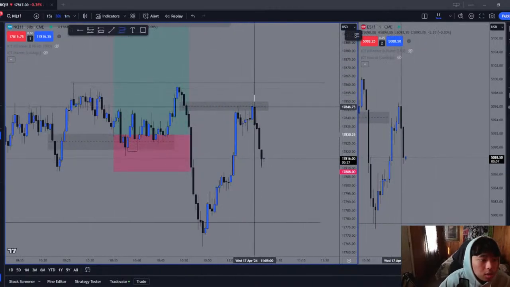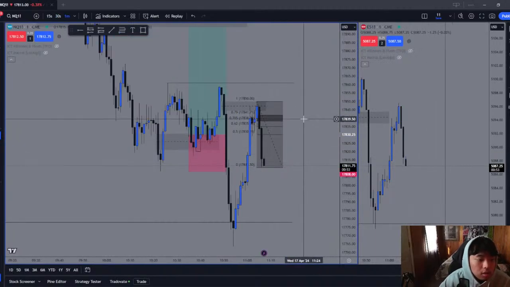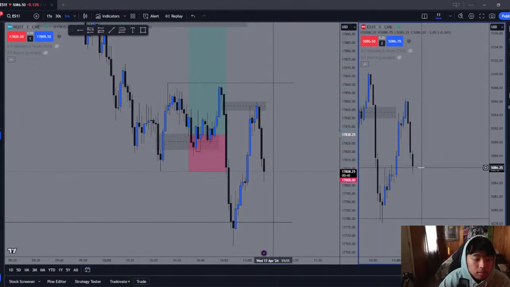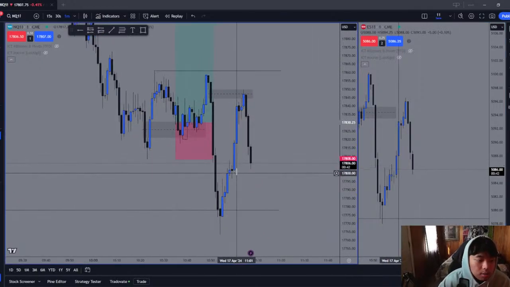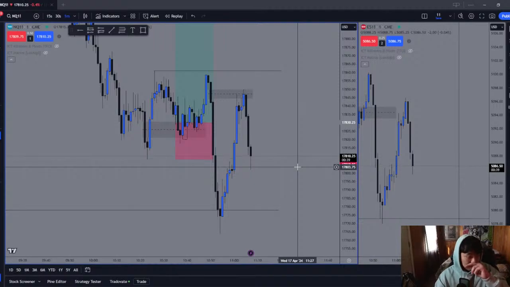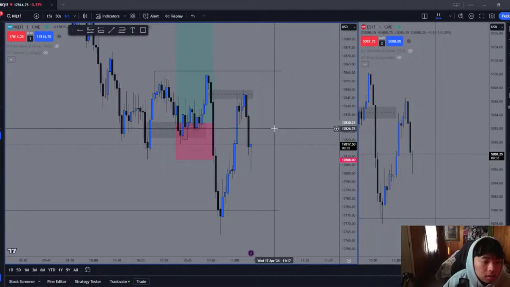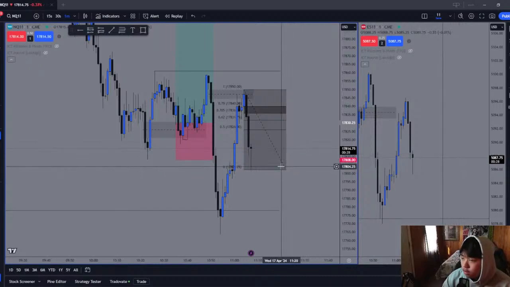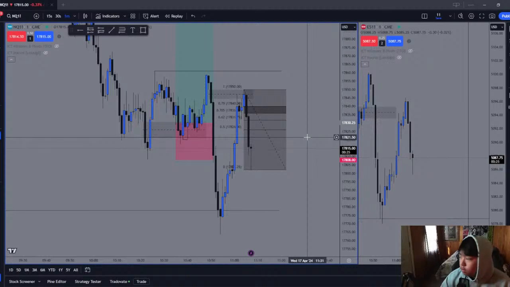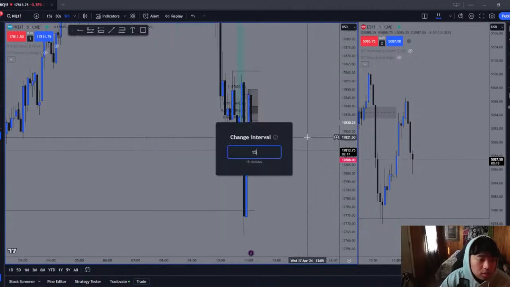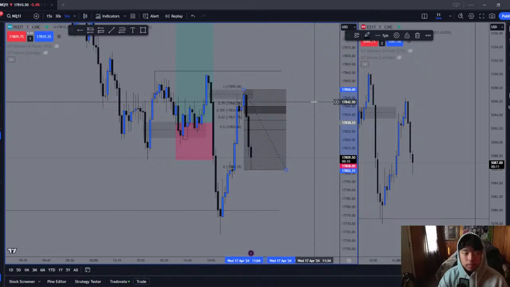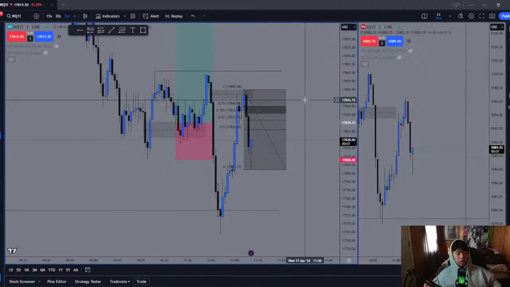Okay, now what I'm going to do is potentially wait for a retracement. I want to see a candle close below these fair value gaps here first. But this doesn't look bad either. I'm just going to wait. I'm not too confident in these right now.